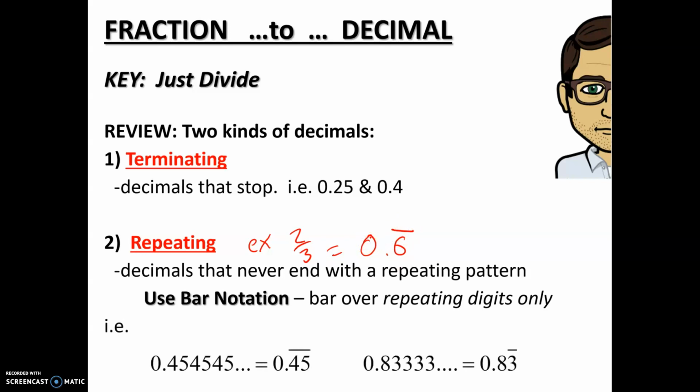So for example, notice when you have 0.45 repeating, the line is only over the 45, not 0.4545, right? Not like that. And similar here, notice how the 8 is not repeating, so there's no bar over the 8. The 3 is repeating, so the 3 gets the bar.